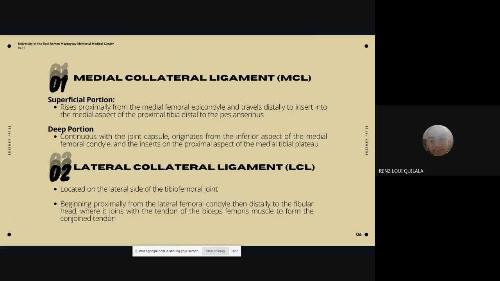The lateral collateral ligament is located on the lateral side of the tibiofemoral joint, beginning proximally from the lateral femoral condyle, then distally to the fibular head, where it joins with the tendon of the biceps femoris muscle to form the conjoint tendon. It resists varus stress, especially when the knee is extended.